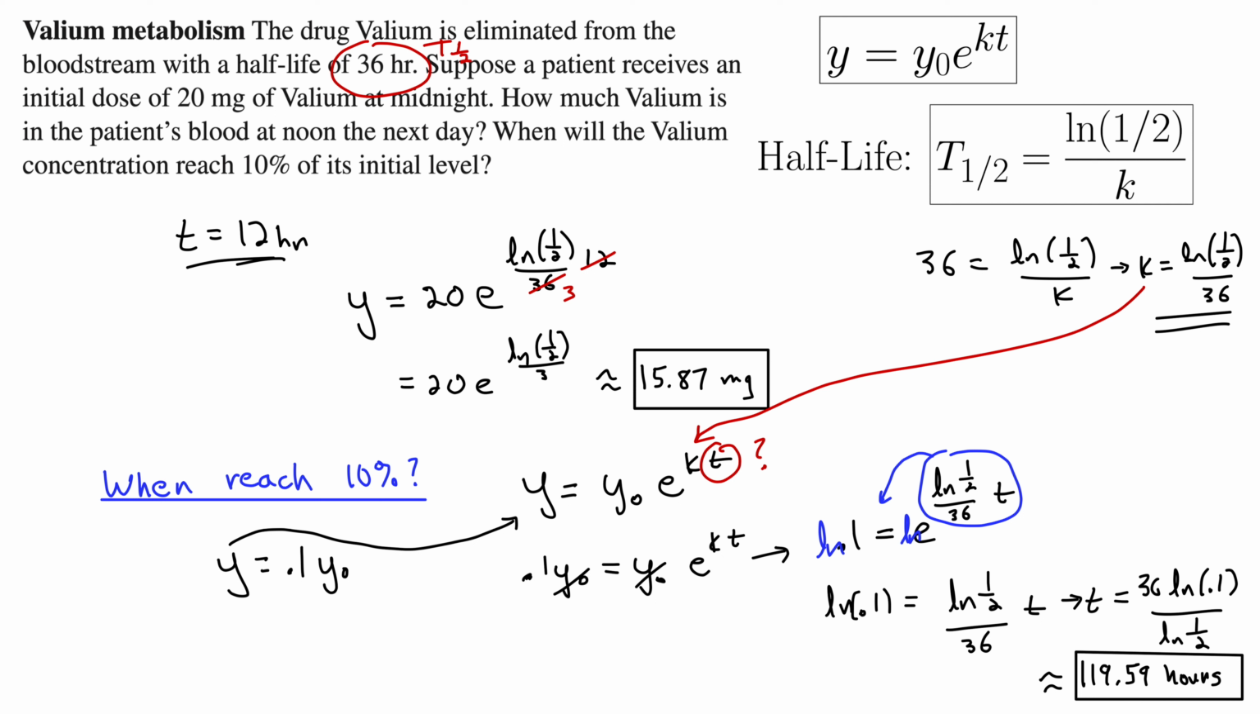For instance, if they have a procedure the next day in which none of this or very little of this substance could be in their system, they would have to give a much shorter acting drug. So it's hugely important to know the half-lives of these drugs and how to work with them. Let's try an example involving radioactive decay and uranium.